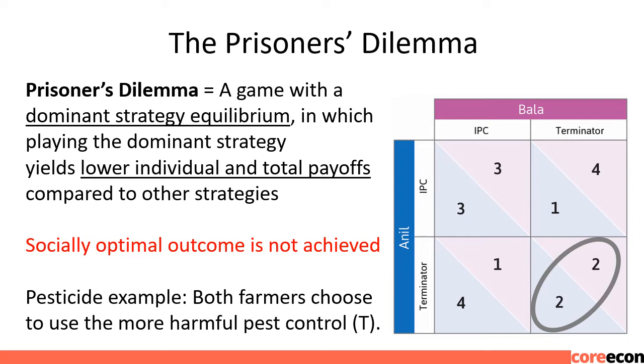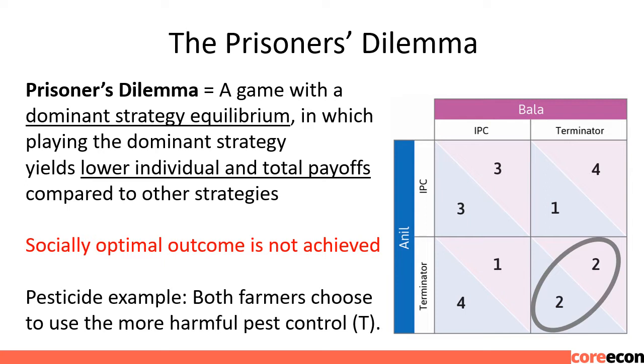But not knowing what the other person will do, they end up accusing each other, since that is their dominant strategy. Prisoner's dilemma: a game with a dominant strategy equilibrium in which playing the dominant strategy yields lower individual and total payoffs compared to other strategies.